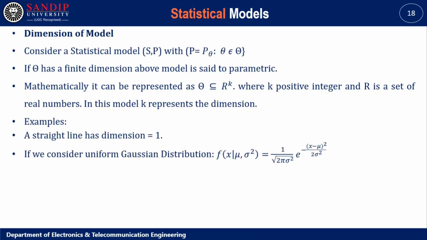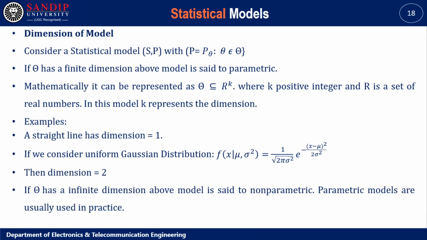If we consider the univariate Gaussian distribution, where f(x; mu, sigma squared) is equal to 1 upon the root of 2 pi sigma squared, into e raised to minus (x minus mu) squared divided by 2 sigma squared, then the dimension is equal to 2. If theta has an infinite dimension, our model is said to be non-parametric. Parametric models are usually used in practice.